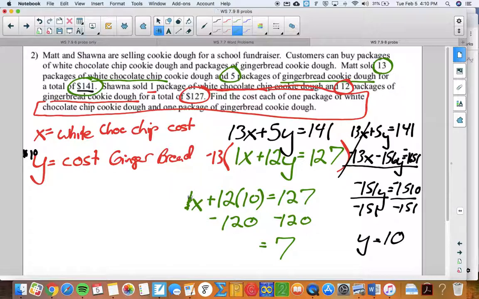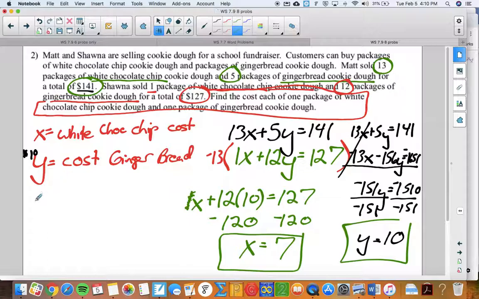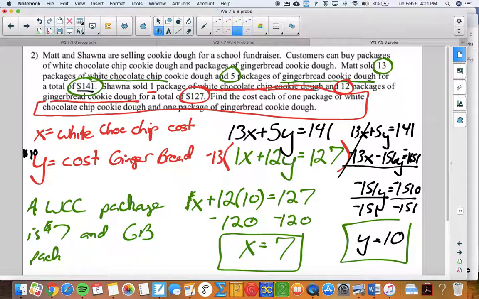I don't really need the 1 in front of that. 1x is the same as x. So x equals 7. X represents the cost of a white chocolate chip. So a white chocolate chip package is $7, and a gingerbread package is $10. Nice. All right, number 3 I think was done in the other video.